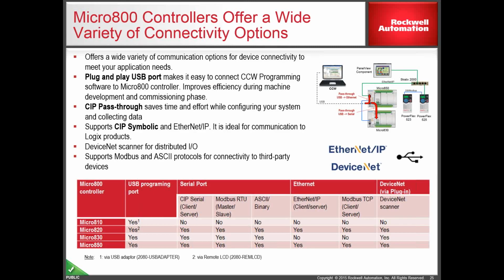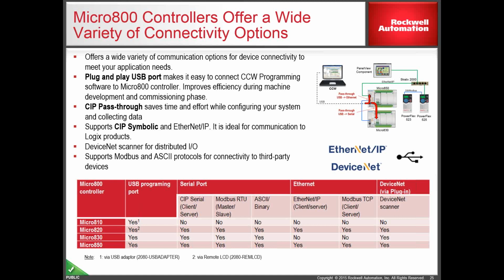So the controller, the Micro 800 family offers various communications available. It has a USB port, which is essentially used for CCW programming software to Micro 800 control. You don't require any specific communication media to do the programming. It is just a simple USB 2.0 port, which you can use for programming. And then we have CIP assembly on Ethernet IP, which is helping to communicate with Logix products.